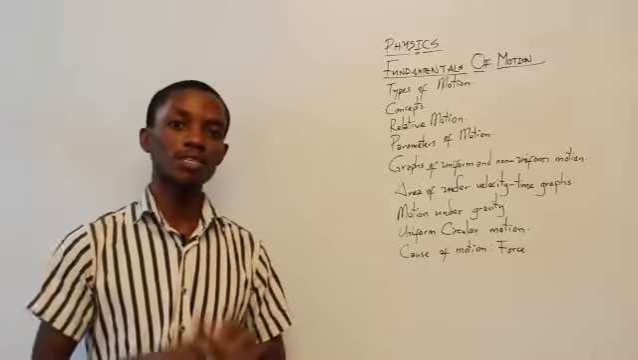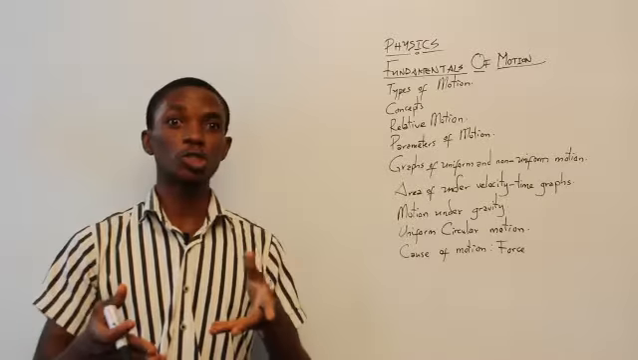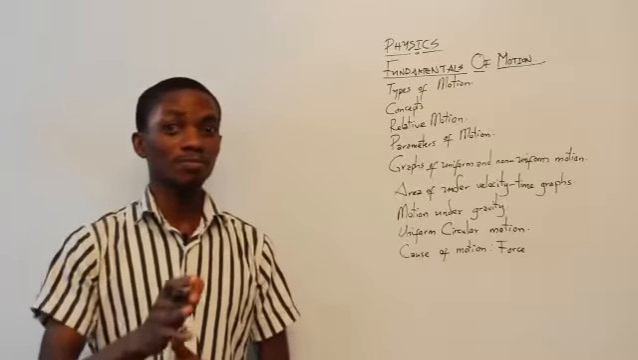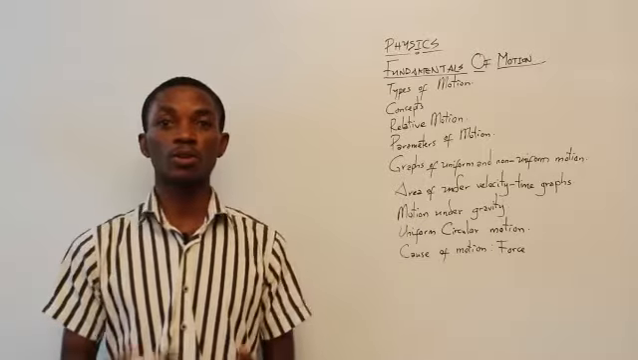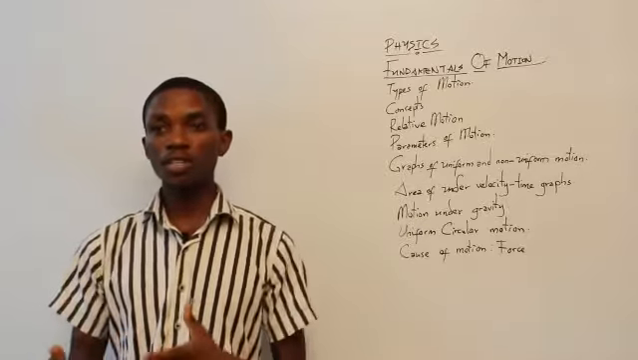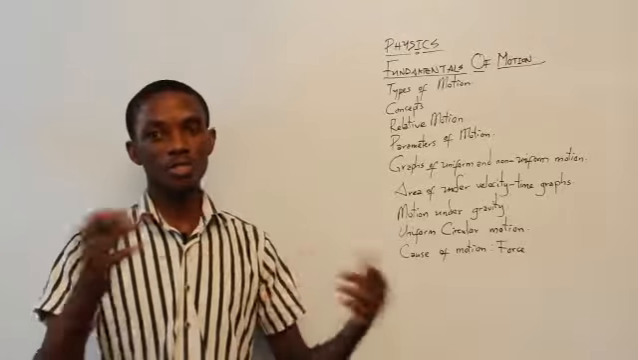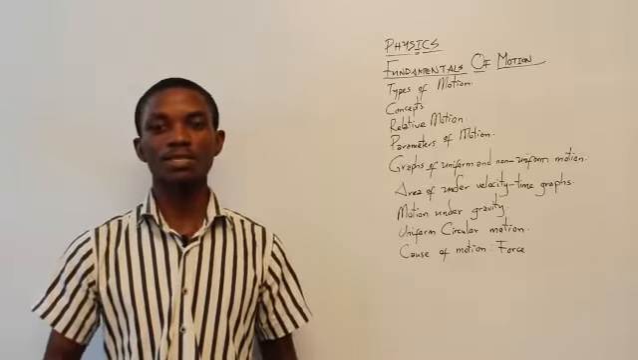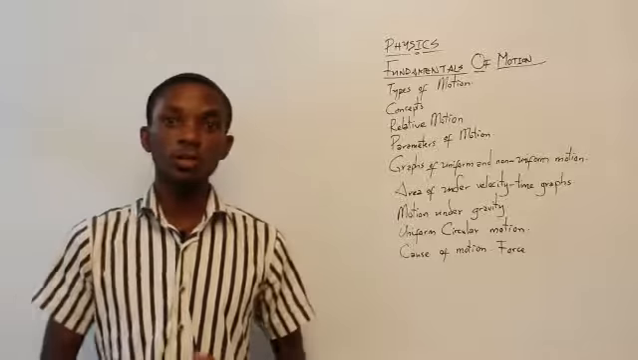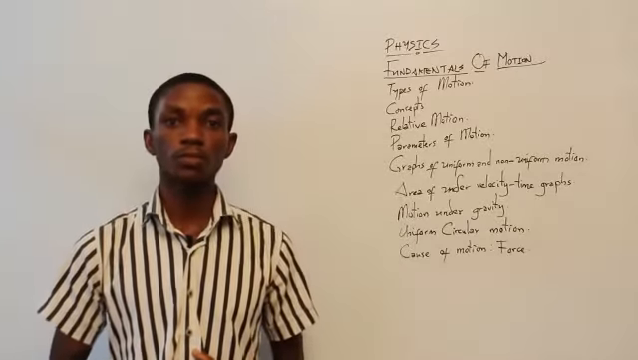Let's talk about motion generally. So what is motion? Yes, you're thinking it. Motion is all about something moving from one point to another. The movement of one thing from one point to another simply talks about motion. So motion is simply, you can put that as movement. So what are the types of motion?